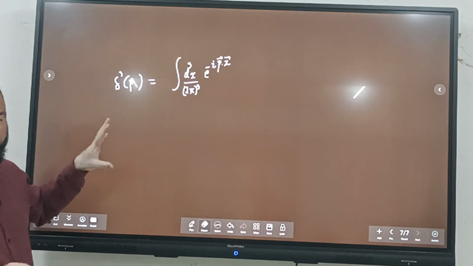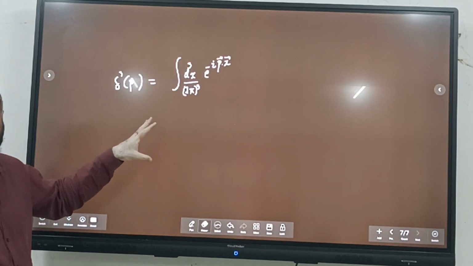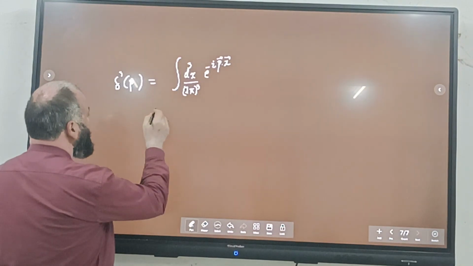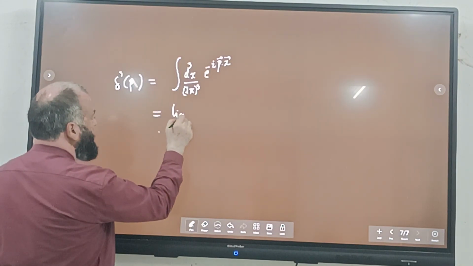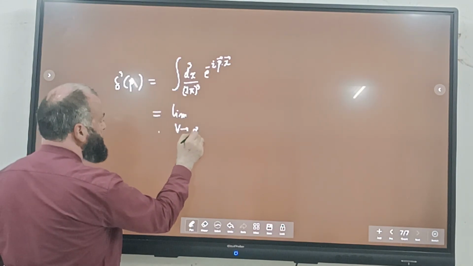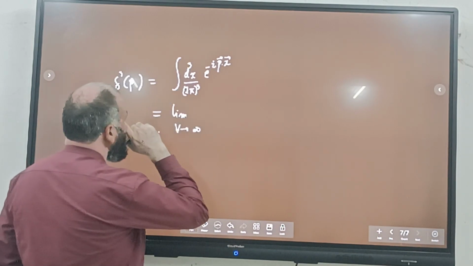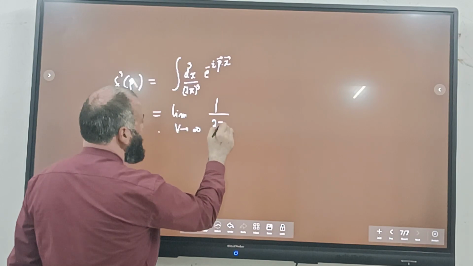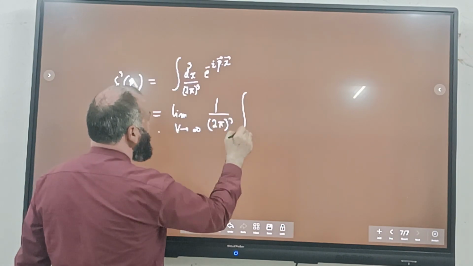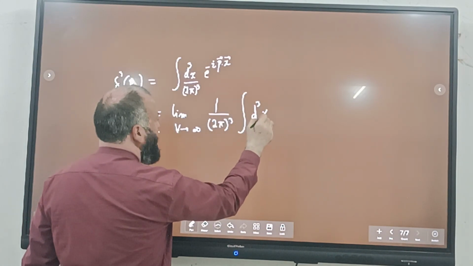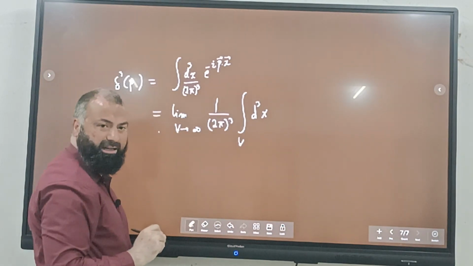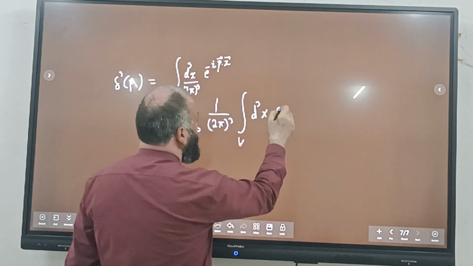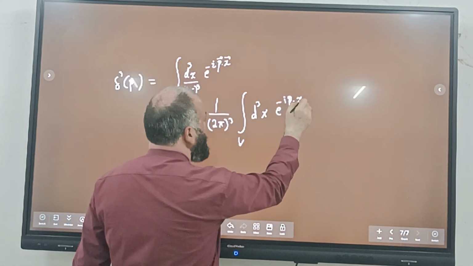Now what I will do is restrict my integral to a finite space. So let's write it this way, in the limit of V tends to infinity. Can anyone tell me what to do? So 1 by (2 pi)^3 integral d^3x, but over some volume V. Clear? Now I have defined my integral over a finite volume, e raised to the power minus i p dot x.